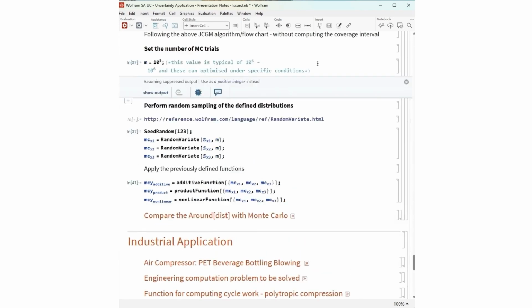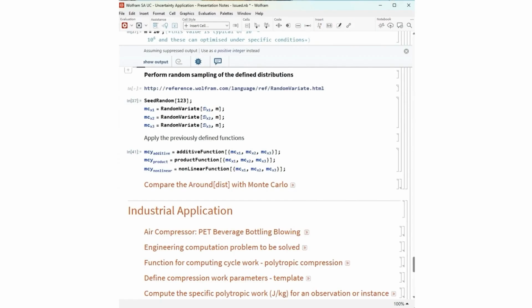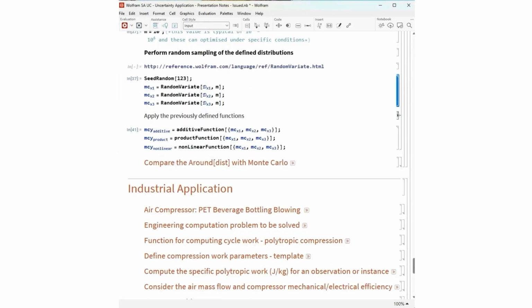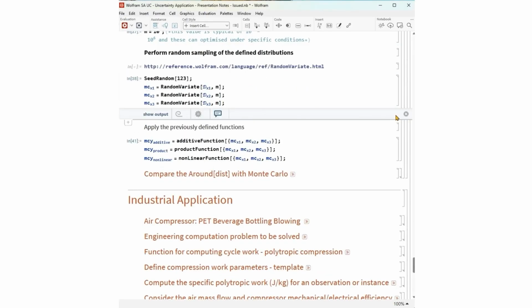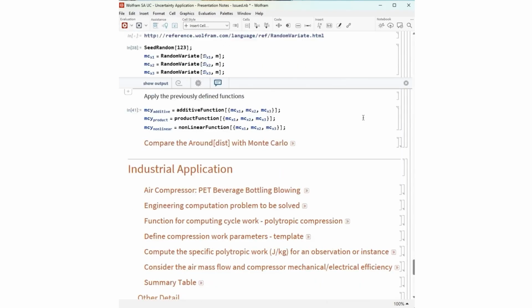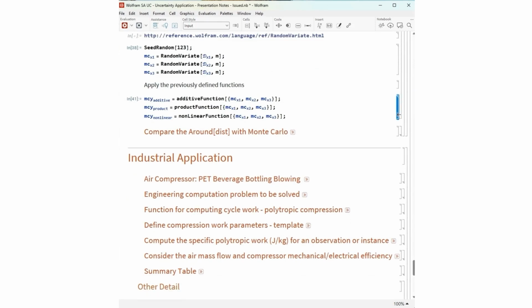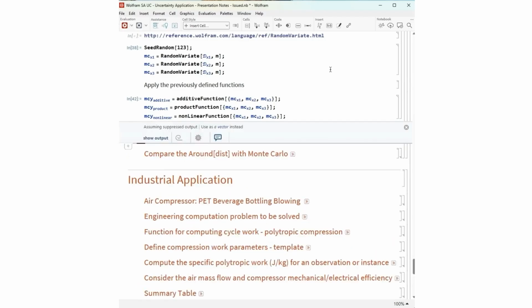Just input that quickly. We can now take random samples using RandomVariate from these distributions and the number of trials, where the lists are of length m, representing the sampled x1, x2, and x3 from these distributions. So just compute those quickly, those samples. You can now apply those samples through the additive function, the product function, and the nonlinear function. By example, like this. I'm not displaying these lists because they're very long.